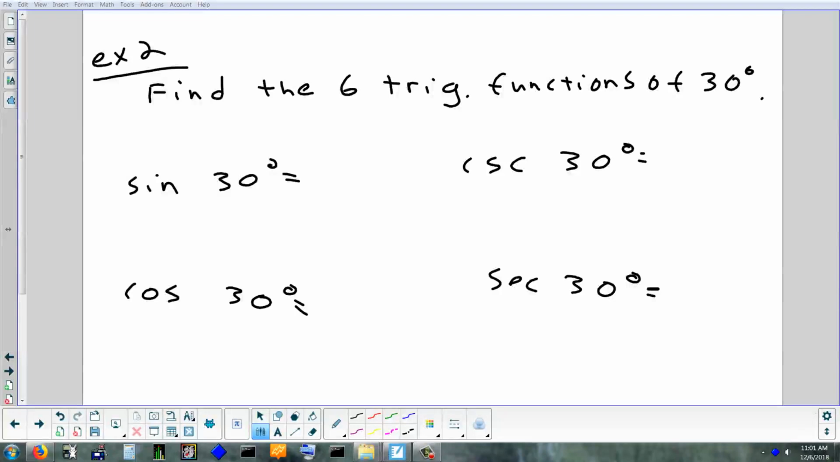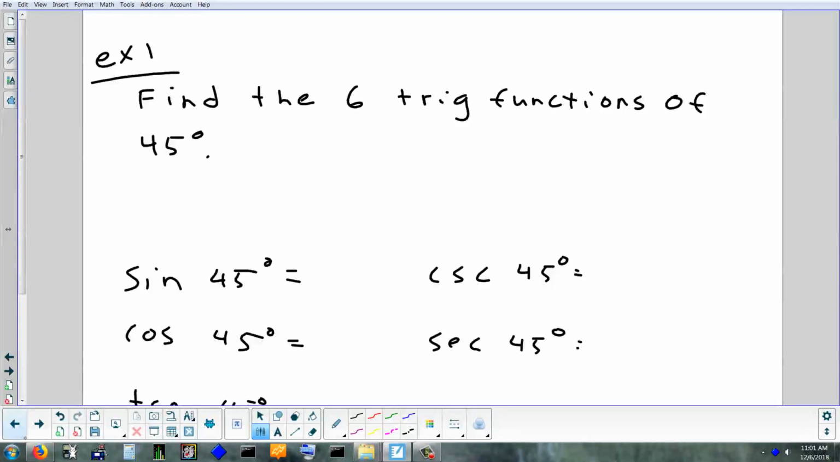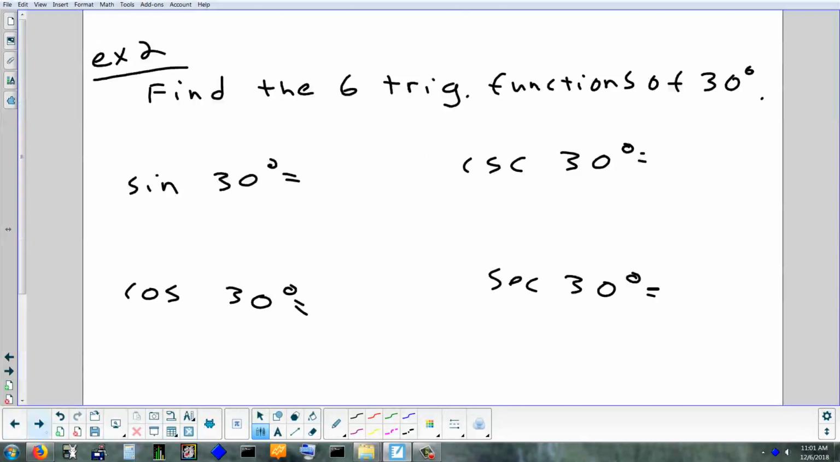Right, so we're continuing to look at unit circle trig. Okay, in 6.2 part 1, we ended with finding the 6 trig functions of 45 degrees. And now we'll look at the 6 trig functions of 30.